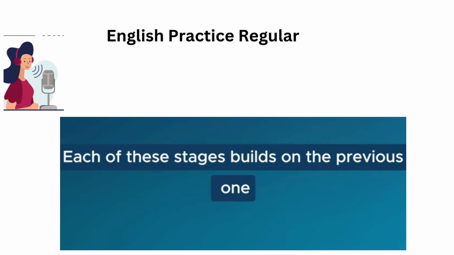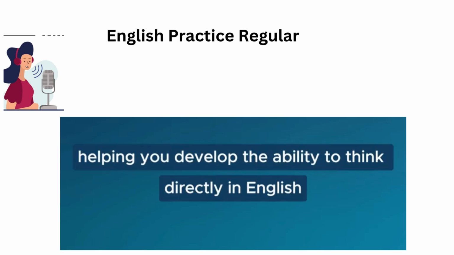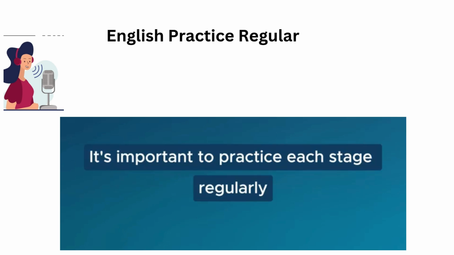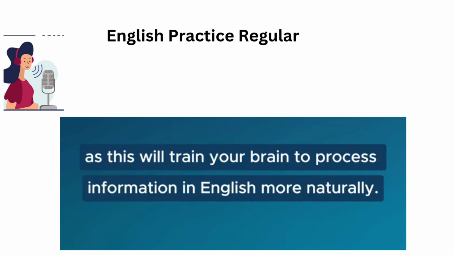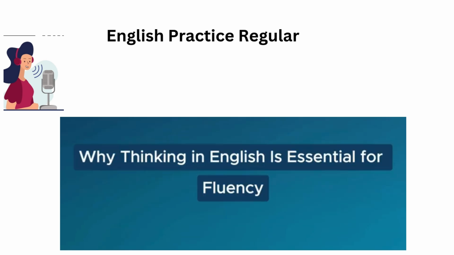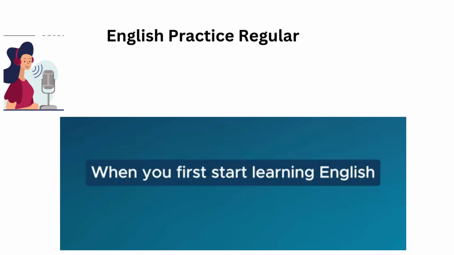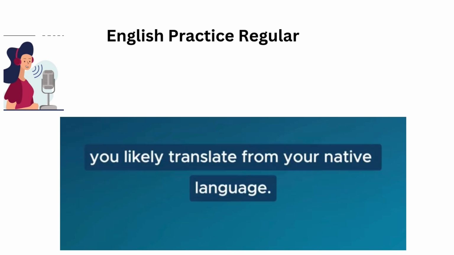Each of these stages builds on the previous one, helping you develop the ability to think directly in English without the need for translation. It's important to practice each stage regularly, as this will train your brain to process information in English more naturally. Why thinking in English is essential for fluency. Now that you understand the stages, let's talk about why this method works. When you first start learning English, you likely translate from your native language.